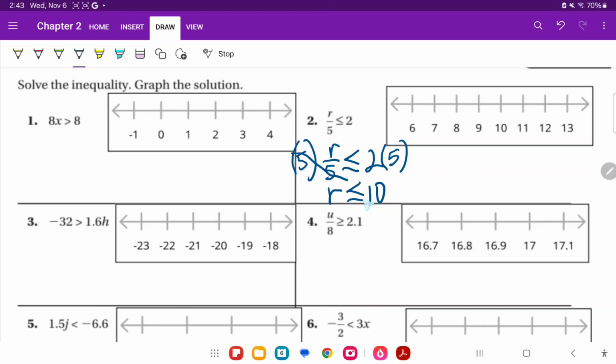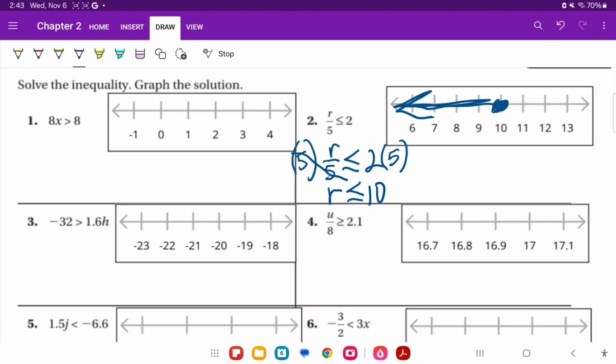So I'm going to do a closed circle at 10, and my arrow is going to go to the left, to the less than direction. Closed circle because it says less than or equal to, like that.